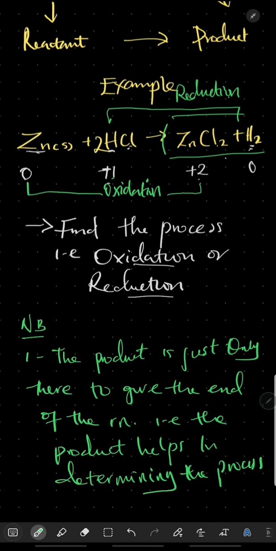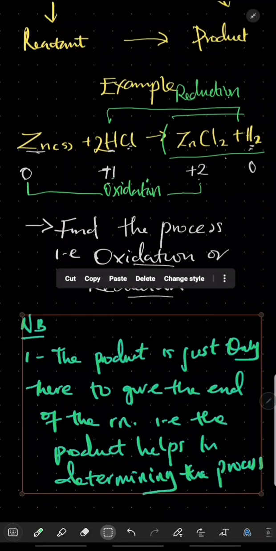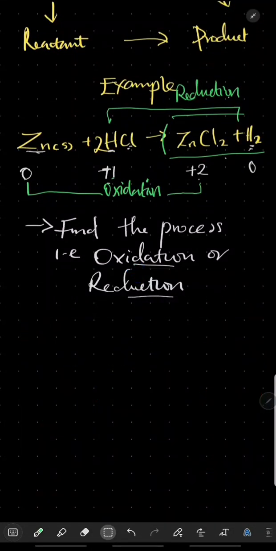So anytime I'm seeing a redox reaction, the first thing I need to do is to look at the reactant side and the product side, because the product side is communicating something big. The product side tells us what happened at the end of the reaction. The product side is a story completer. That's the reason why I said that redox is a story.